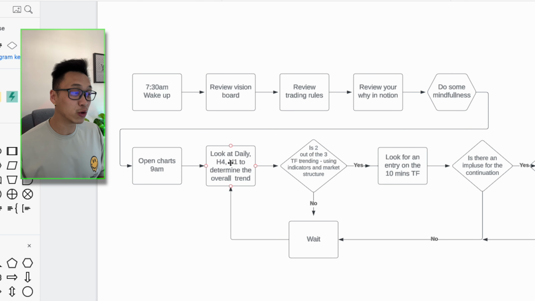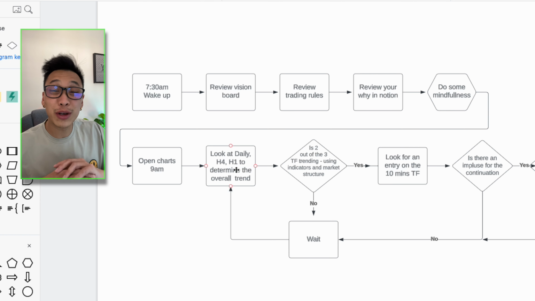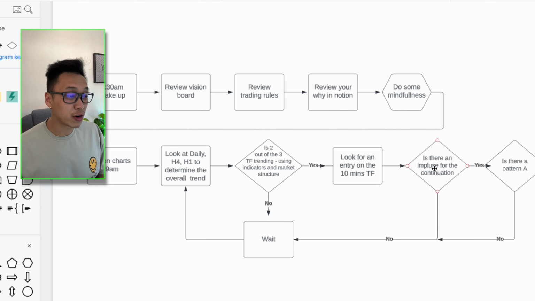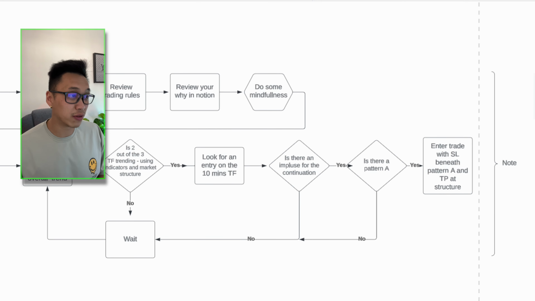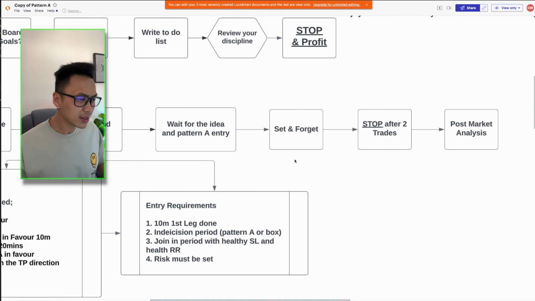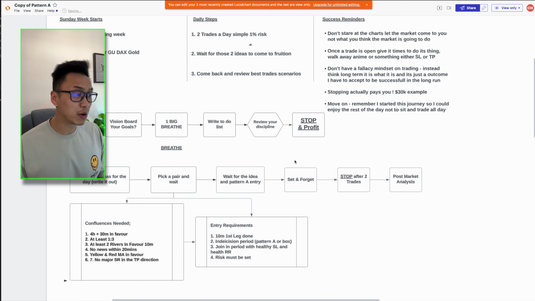So we look from the daily all the way down to the 4 hour and 1 hour. Now this is based on a BRE strategy, which we call a break and retest. Simply, I'm looking for a break of a structure and then a retest. Then I look for an entry on the time frame. Is there a continuation or an impulse entry, pattern A, stop loss, or take profit? Here is another example of what we call a full pattern A. And this is just a strategy that I came up with over time.